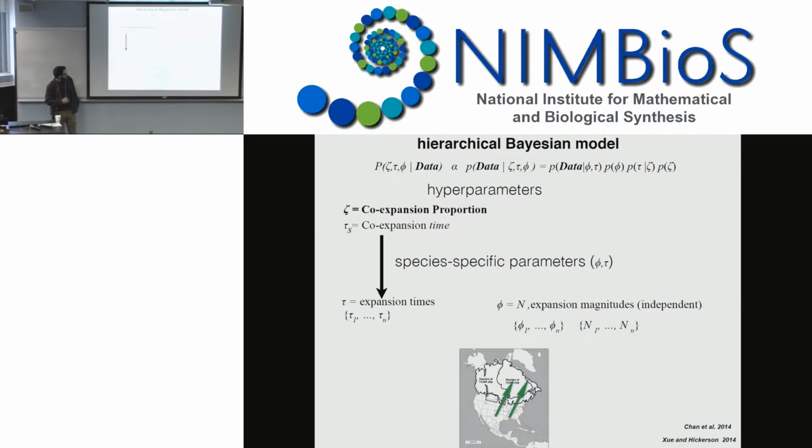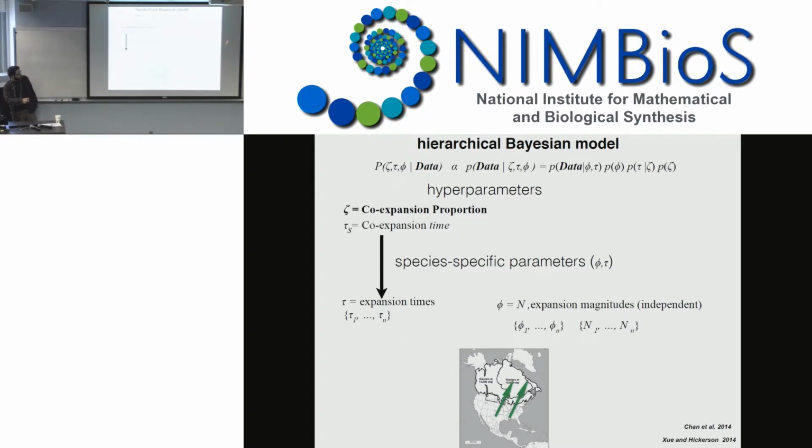So in this particular case, we're focusing on the timing of expansion. How did all these lineages expand into the northern area of eastern North America? How do they do that over time? And how cohesive was this? So we were keeping track of this hyperparameter. Basically, it's just the amount of the community that co-expanded at a single time in this simple case here. Also, we might want to estimate the timing of co-expansion.